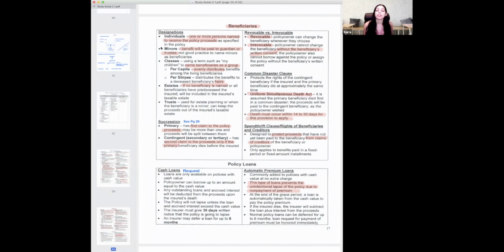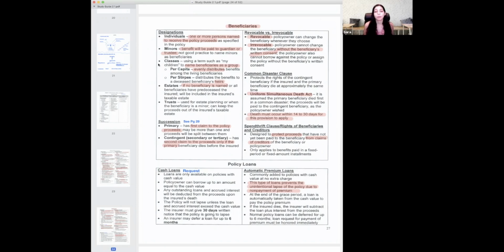Now, minors, you can also put a minor as a beneficiary, but it's not something we suggest because what happens is if someone passes away and the beneficiary is a minor, the minor will not be able to get the money until they're of age. So if you go down here, you see trust. That's where the money is going to go if the person is a minor when the insured passes away.